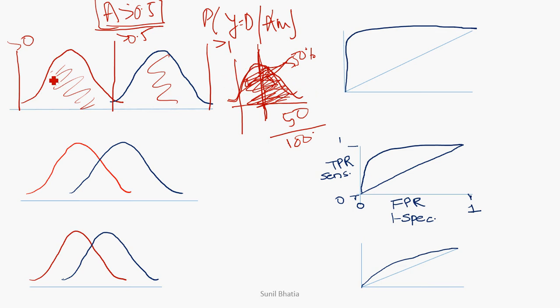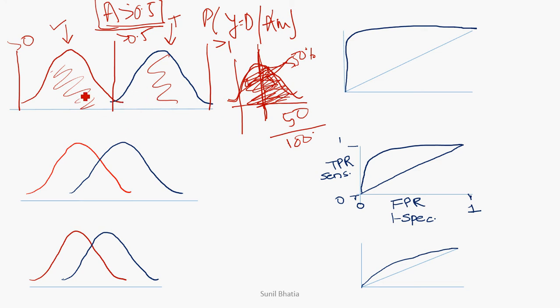This red curve is for the false positive rate because the false is for non-defaulters, and this blue curve is for the true positive rate because this curve determines how many people are going to default.